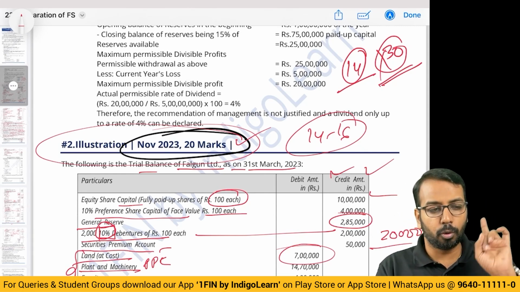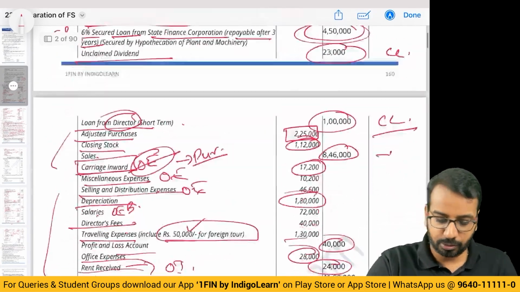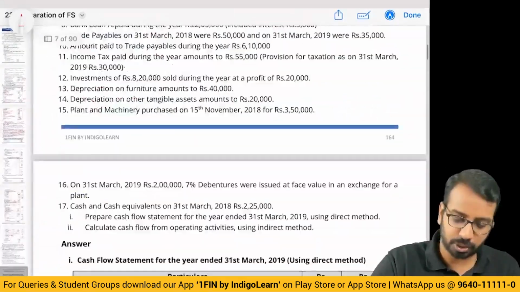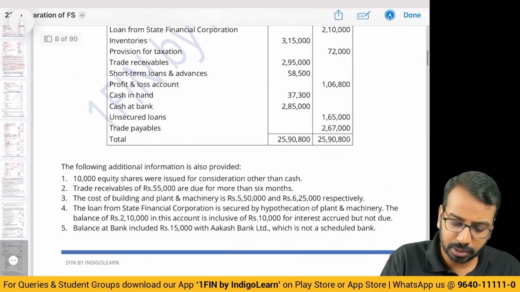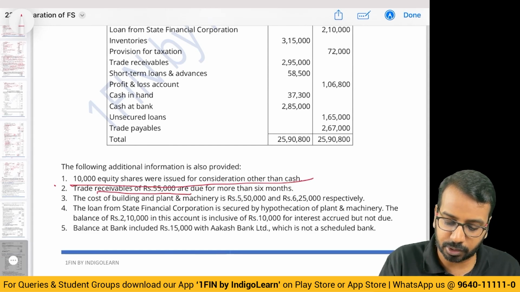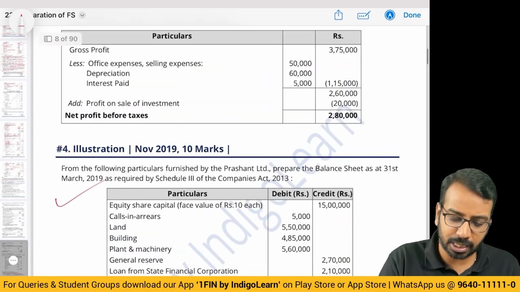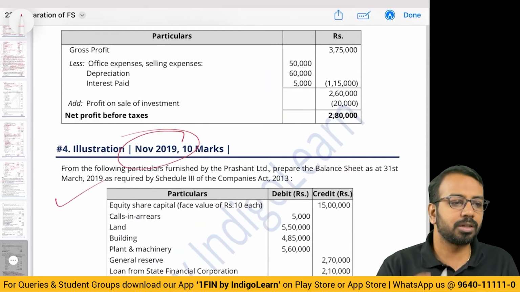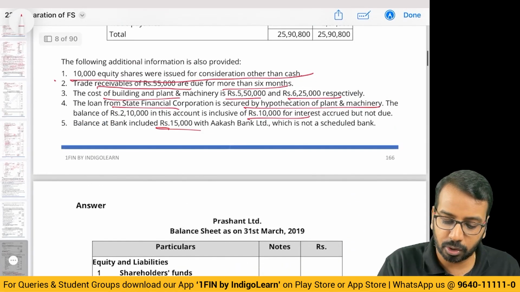I want you to go back and take any 2 or 3 random questions from the study material, or you can use this compiler and take questions from here. You have subsequent questions also. If you want, you can maybe take a 10-mark question here. Again, simple adjustment. Equity shares issued other than cash. Trade receivables 55,000 due for more than 6 months. Cost of building is 550. This is 625. Loan is secured by hypothecation of plant and machinery, inclusive of 10,000 of interest. Similar adjustment. When was this asked? 2019. Similar thing was again asked in 2023. Then balance includes this, which is not a scheduled bank.